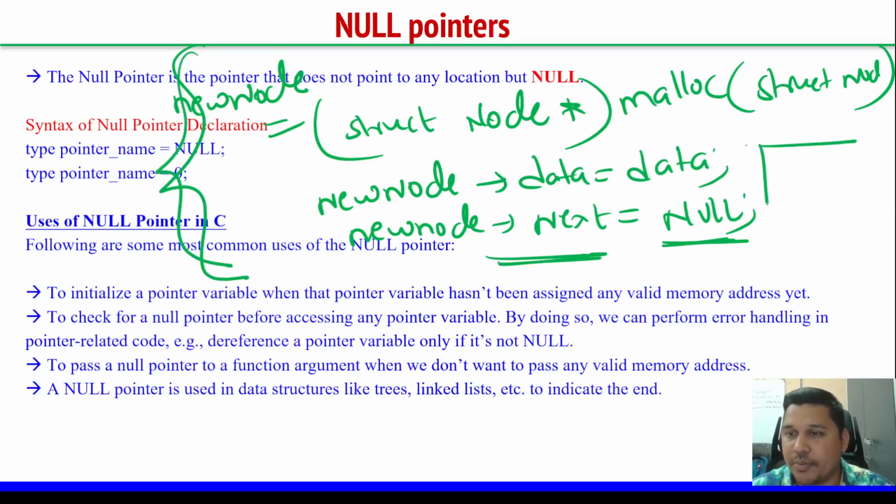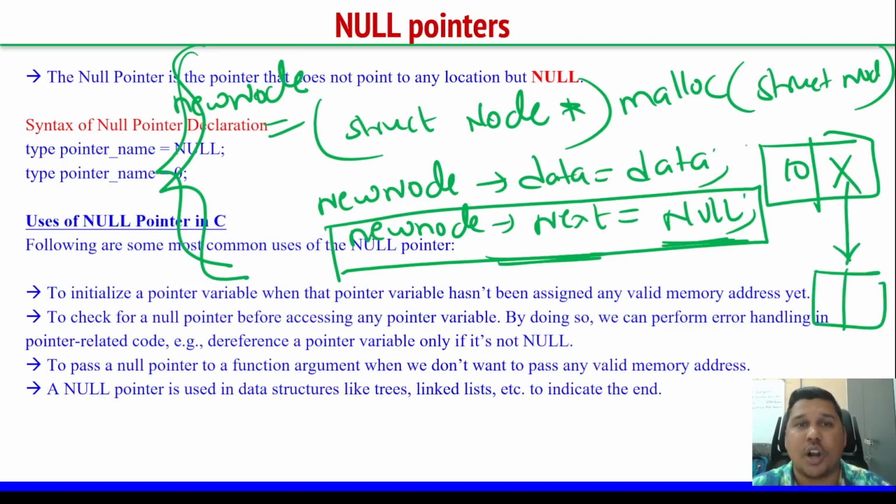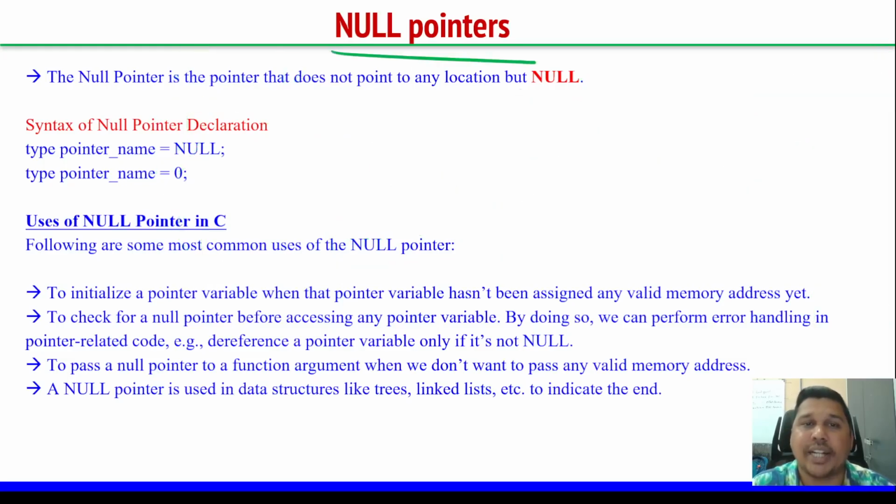like this, and to assign some value 10 and to put null here like this. This third statement, if you see, we are assigning null to a pointer initially, because it is not mapped with any other node. It is not in the chain of the linked list yet. It is just a free and new node. So we are putting null like this. Okay, same is your null pointer. Null pointer is a pointer that does not point to any location but null.